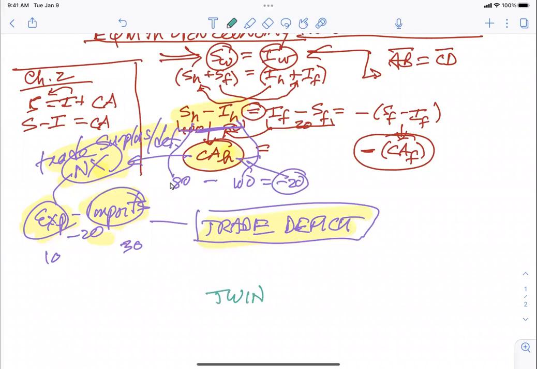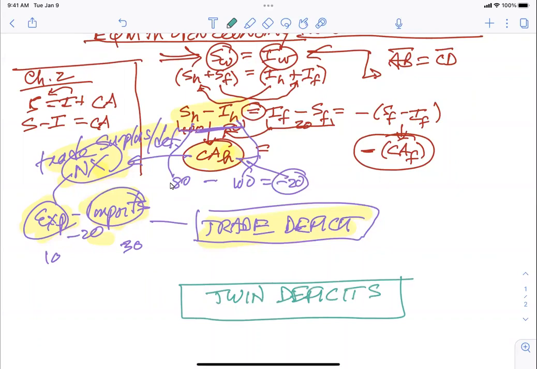But this is part of the question. In the textbook, in this chapter, there's this little feature talking about the idea of twin deficits. It's the government budget deficit and trade deficit. So in this case, what happened? The budget deficit went up. The trade deficit went up, right?